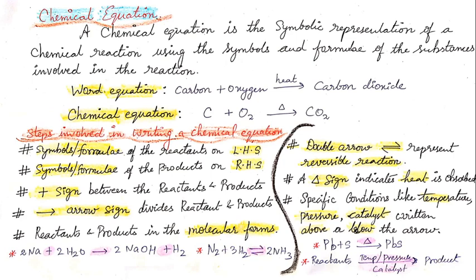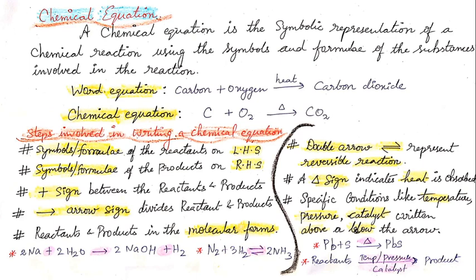Chemical equation. So what is a chemical equation? The chemical equation is the symbolic representation of a chemical reaction using the symbols and formulas of the substances involved in the reaction. So any chemical reaction, we are representing in terms of symbols and formulas.